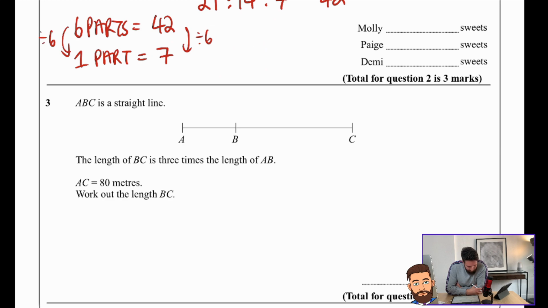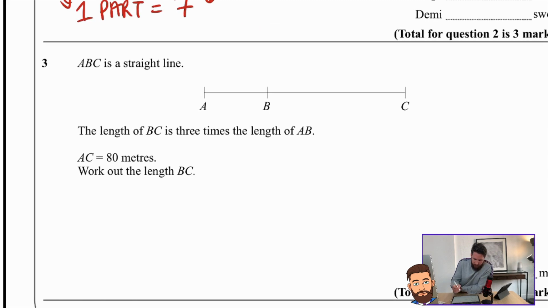So this one says ABC is a straight line. The length of B to C is 3 times the length of A to B. So this can really confuse students, but if we read it carefully, it says the length of B to C, so the length of BC, is 3 times the length of AB. Okay, 3 times the length of AB. So this part here is 3 times this part.